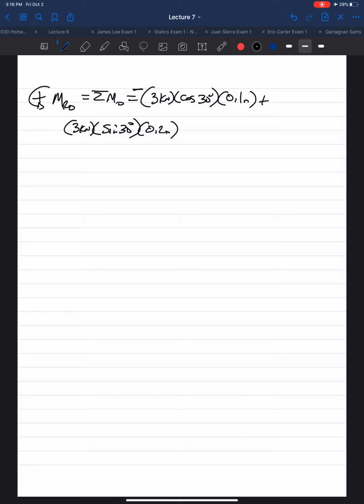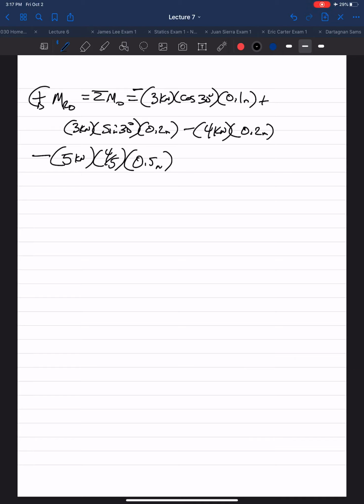The 4 kilonewton force causes a clockwise negative rotation about point O, and the perpendicular distance is 0.2 meters. There is no horizontal component of the 4 kilonewton force. The 5 kilonewton force, the vertical component causes a clockwise negative rotation about point B. So that's minus 5 kilonewtons. Vertical component is the 4/5 leg ratio. Perpendicular distance is 0.2 plus 0.3, which is 0.5 meters.